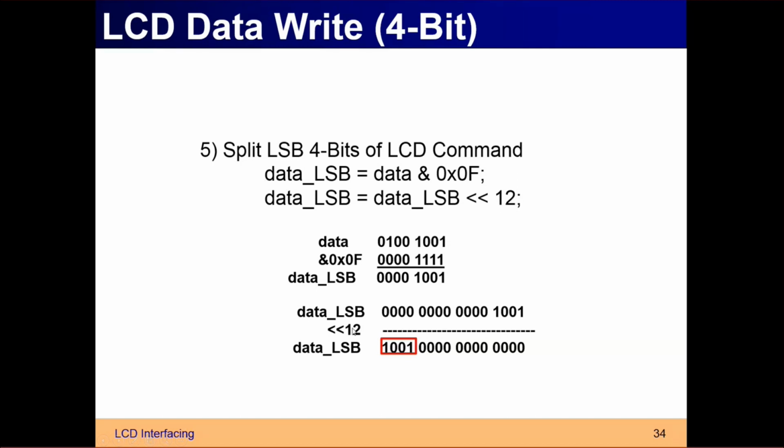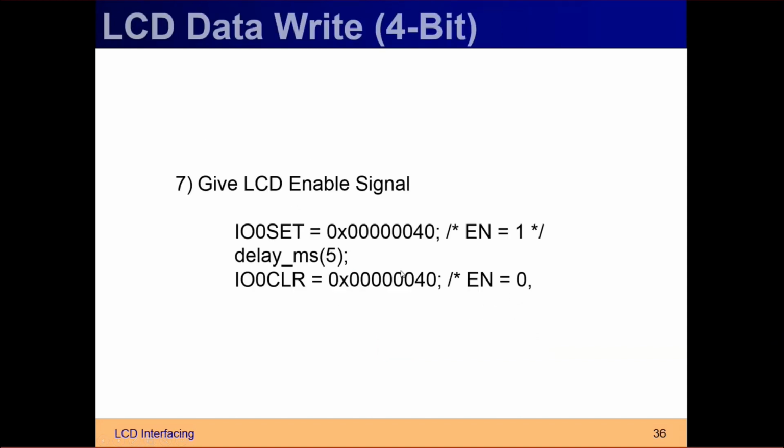Then left shift by 12 instead of left shifting by 8. So left shift by 12. Then again send it to the IO pin, give the enable. So only one difference is there between sending command and data. For command, RS should be 0. For data, RS should be 1. These are the steps for displaying data.